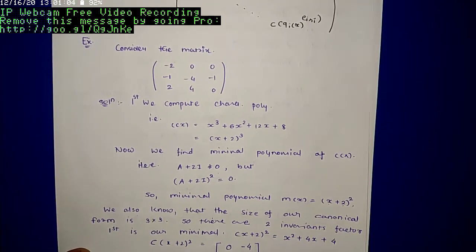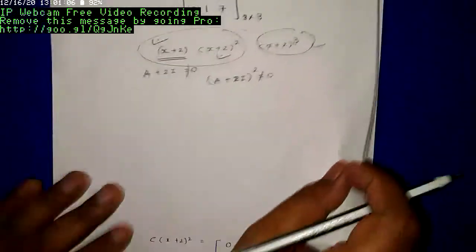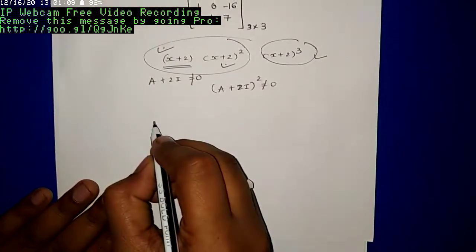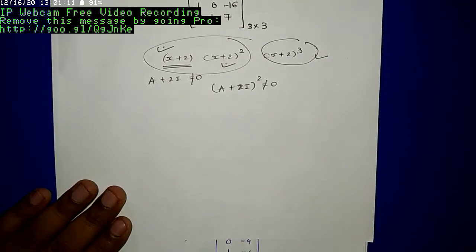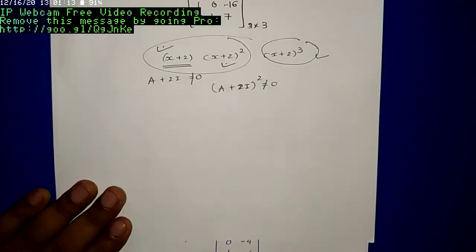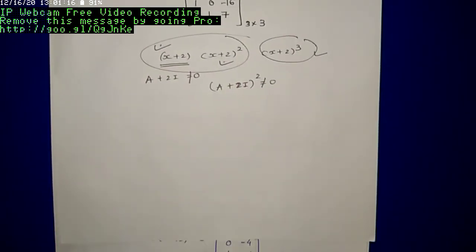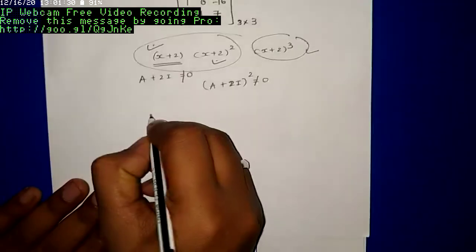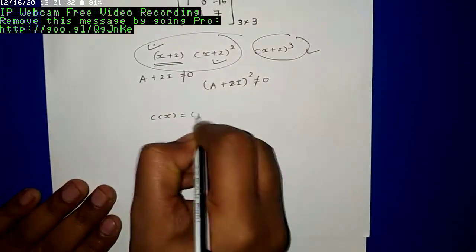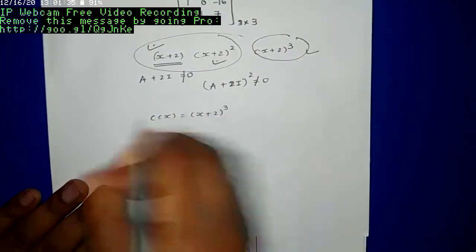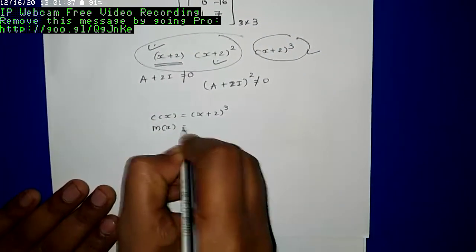Whenever we have to find the minimal polynomial from C(x) like this, it is very easy, because with just simple simplification we find which is your minimal polynomial from C(x). Okay, so here C(x) is nothing but (x plus 2) cube, and we get m(x) is nothing but (x plus 2) square.